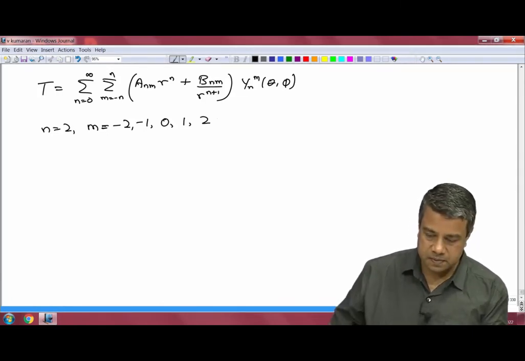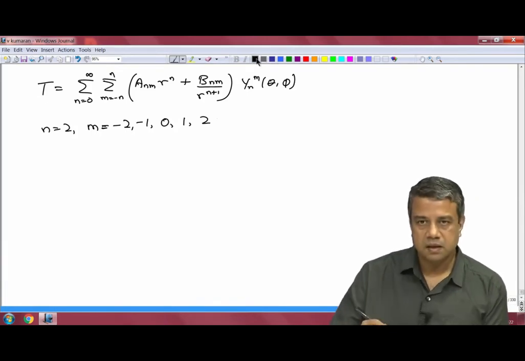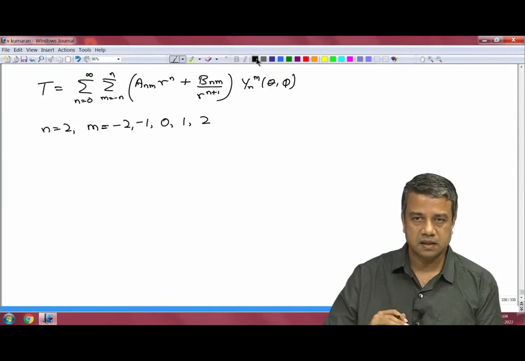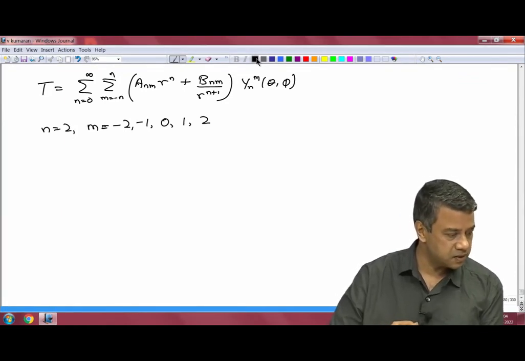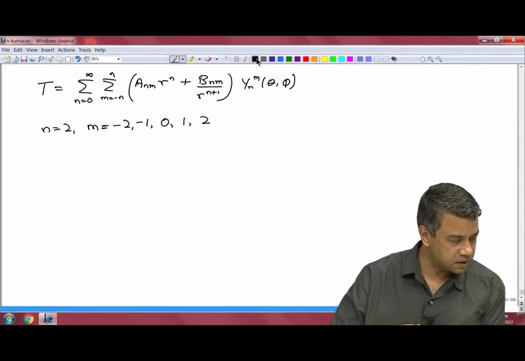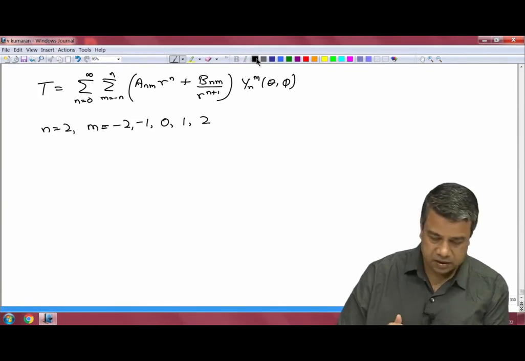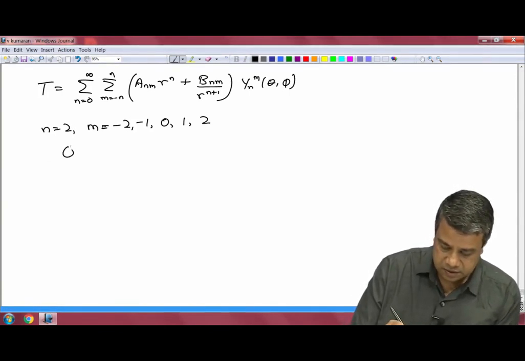So, let me try to explain what these are. These are actually in a 3-dimensional space, but I will just write it in 2 dimensions just to illustrate what these are. There are 3 of these. So, there is phi xy.